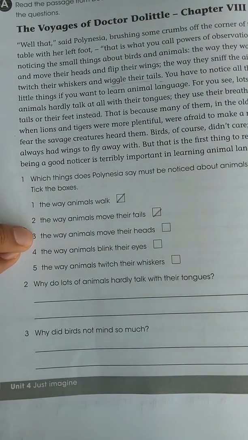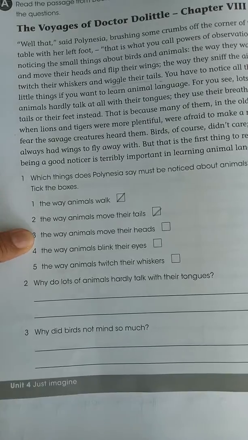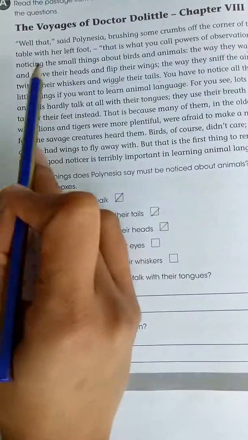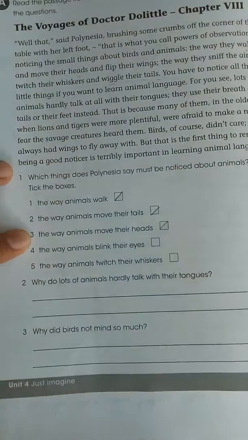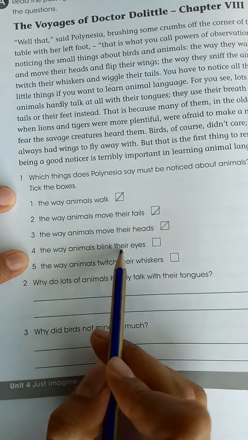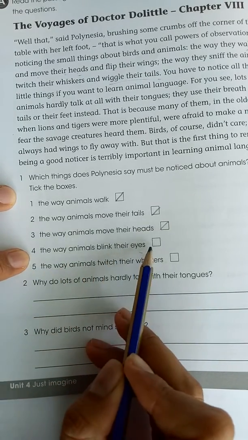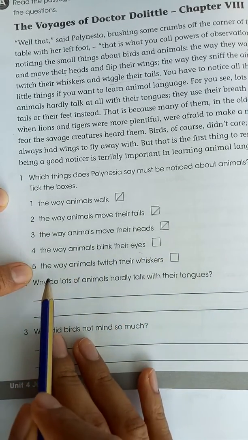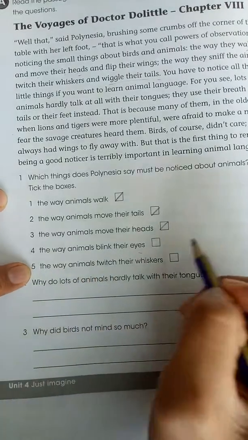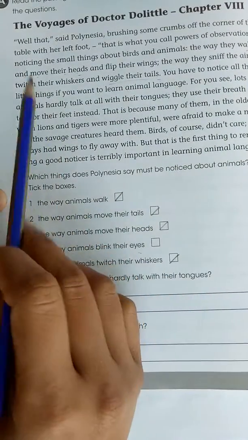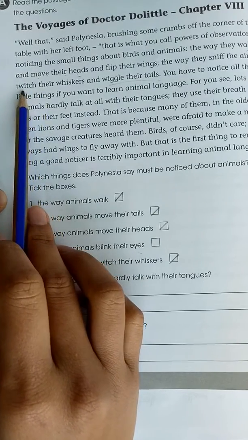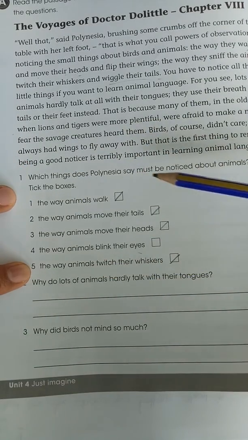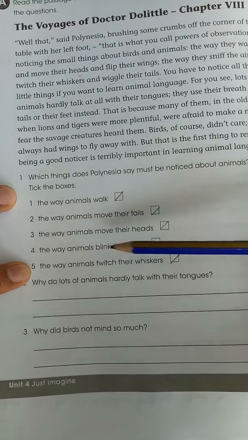Number 3, the way animals move their head. Yes, Polynesia also said that. It says here, move their heads, the way they walk and move their heads. Number 4, the way animals blink their eyes. No, Polynesia did not say that, so you should not put tick or you shouldn't write this in your notebook. Number 5, the way animals twitch their whiskers. Yes, Polynesia also said that. It's mentioned here, the way they twitch their whiskers. So this is our answer for number 1. We have 4 answers except for this one.